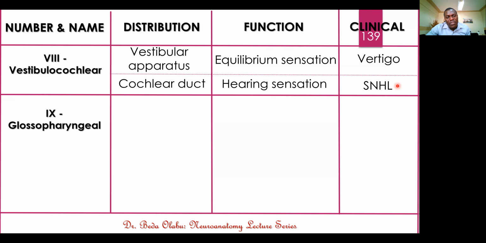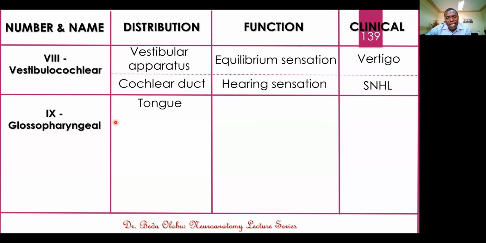The 9th cranial nerve is what we call the glossopharyngeal nerve. Glossopharyngeal nerve is given that name because of its distribution. Glosso for tongue, pharyngeal for pharynx, the throat. Glossopharyngeal nerve exits the cranial cavity through the jugular foramen.